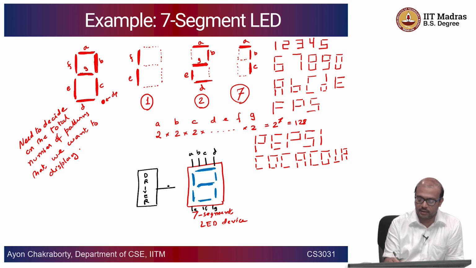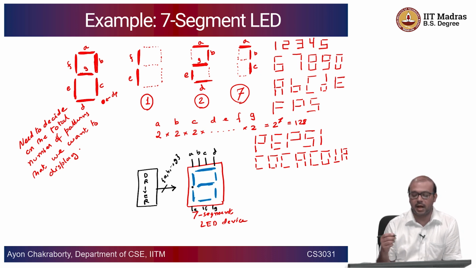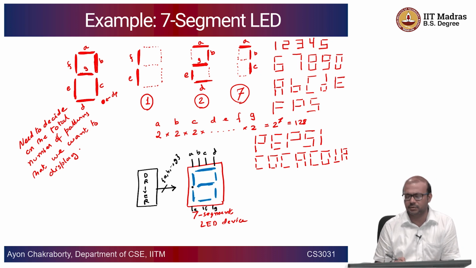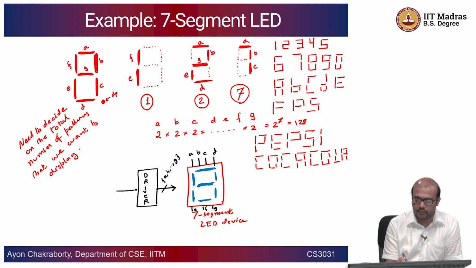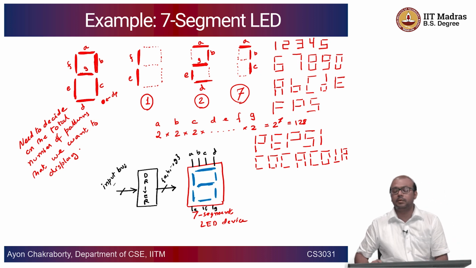So the driver is going to output this 7-bit bus, which is going to internally contain A, B, dot dot dot, G. This is going to have the logic which is going to light up all these corresponding LEDs based on your demand. You also have to have an input bus, but we do not know how many bits should be considered in the input. That depends on the problem.